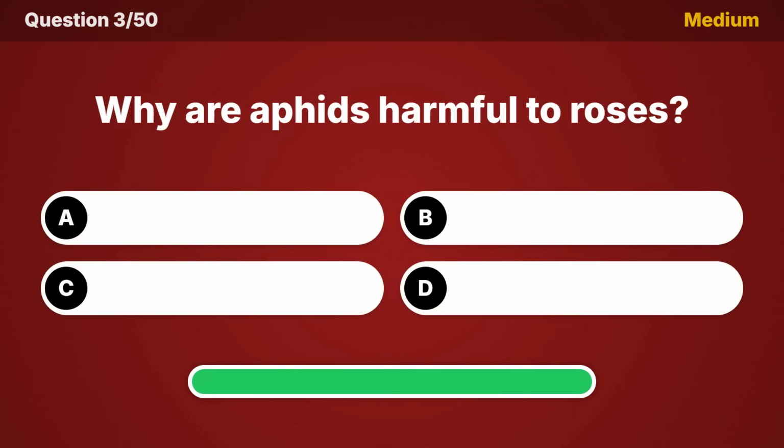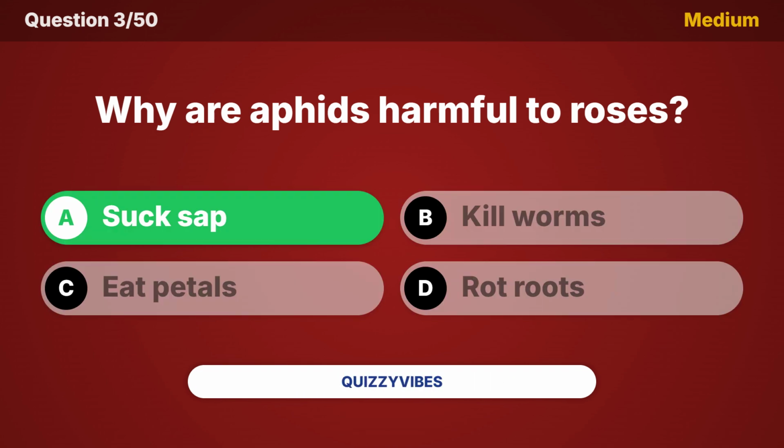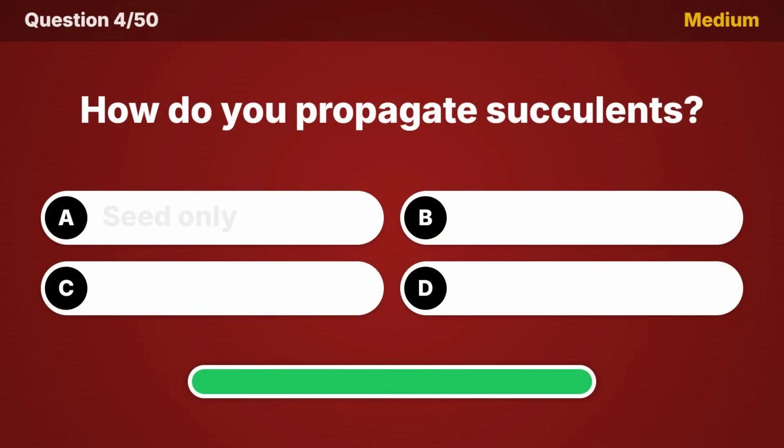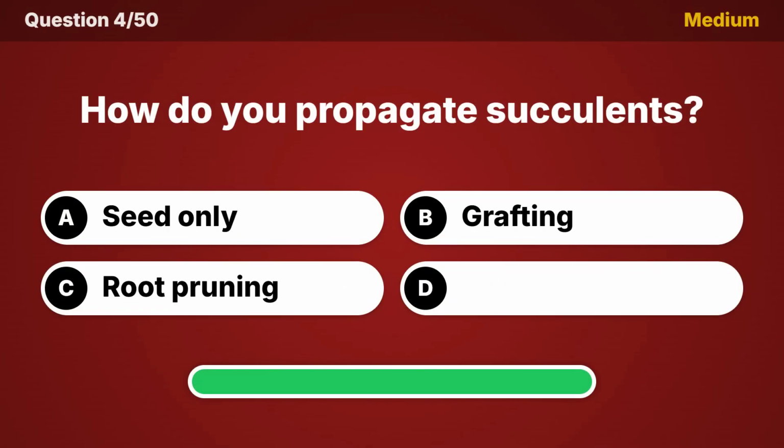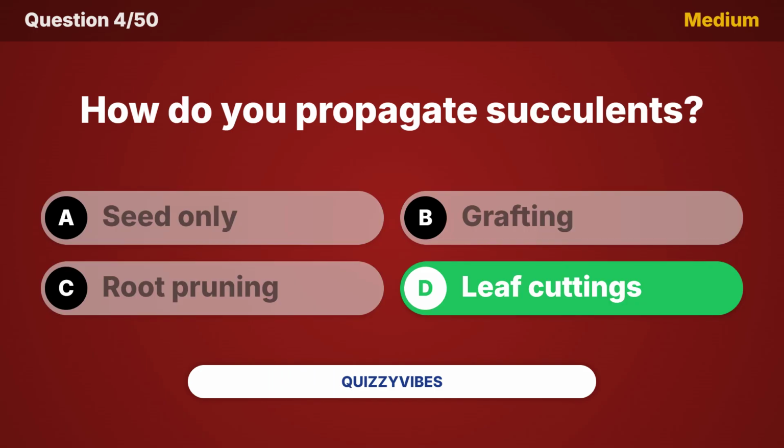Why are aphids harmful to roses? Here is the answer. Suck sap. How do you propagate succulents? Time's up! It's leaf cuttings!